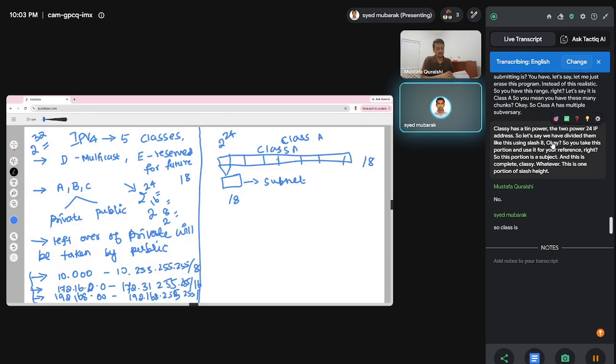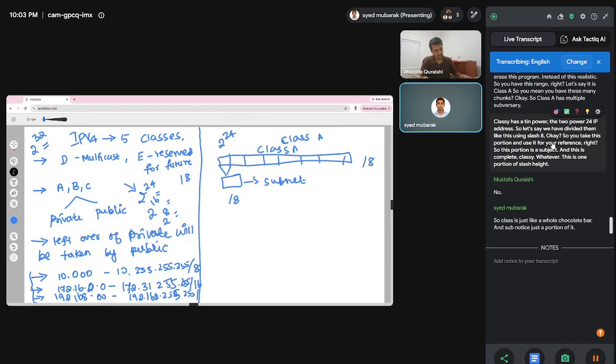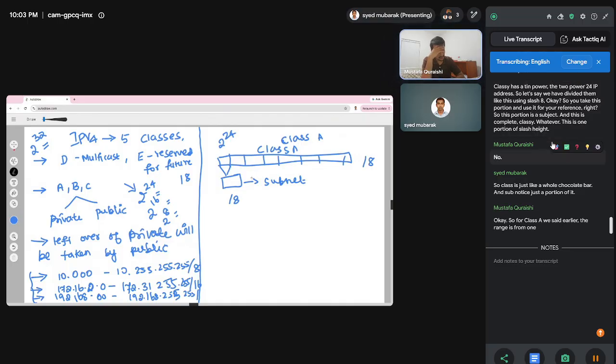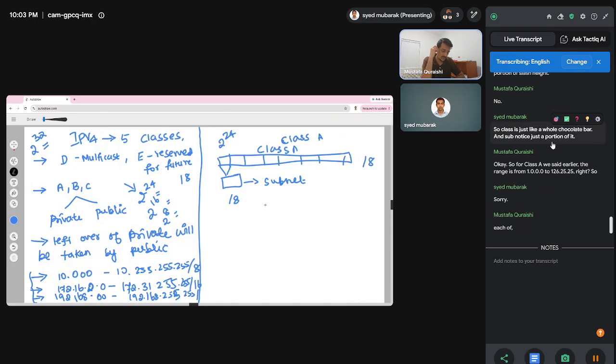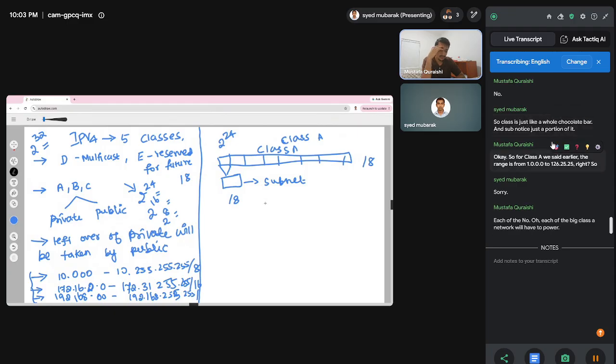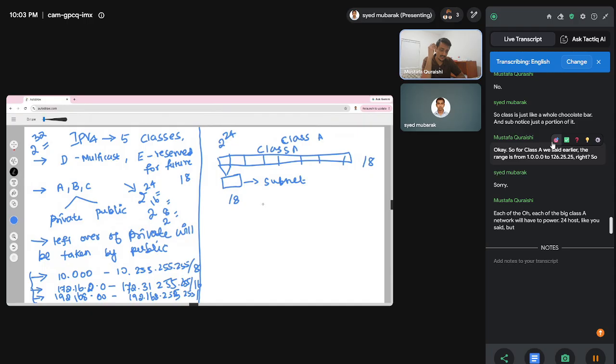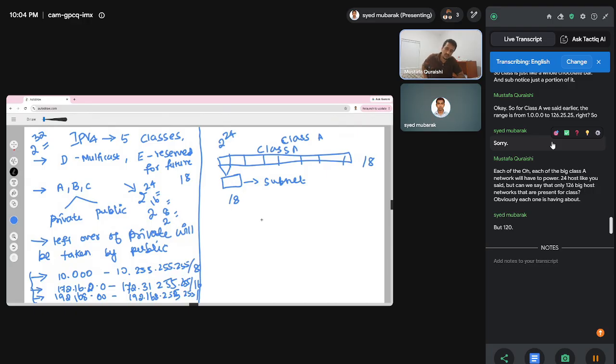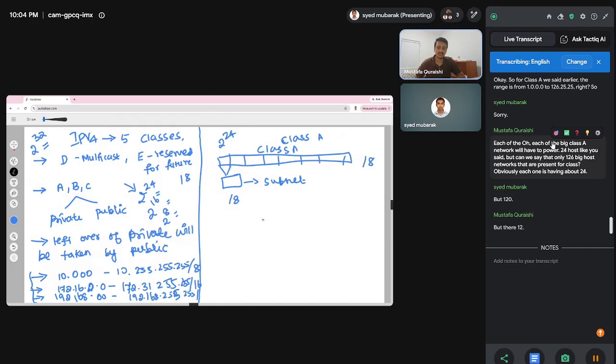Class A is just like a whole chocolate bar, and a subnet is just a portion of it. For class A, we said earlier the range is from 1.0.0.0 to 126.255.255.255. Each of the big class A networks will have 2 power 24 hosts, like we said. But can we say that there are only 126 big networks present for class A? Obviously each one has 2 power 24, but there are just 126 such networks, right?